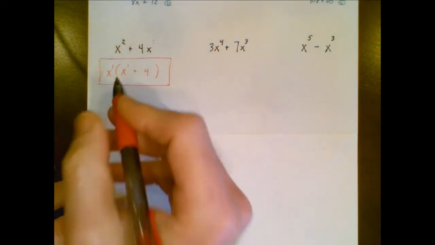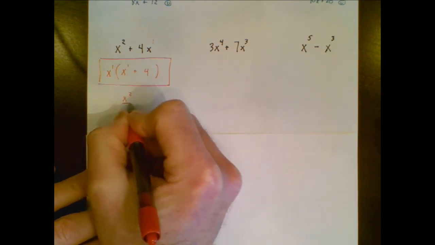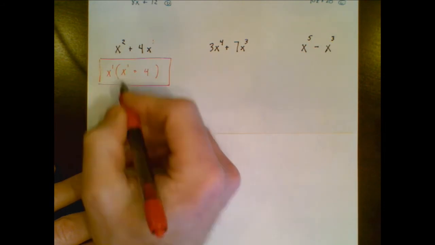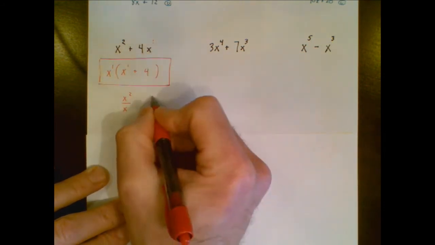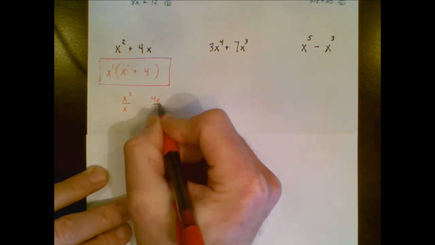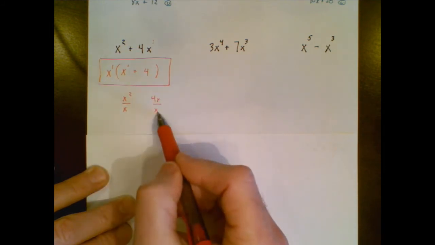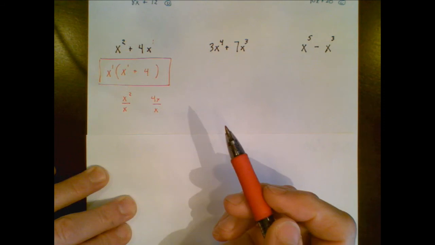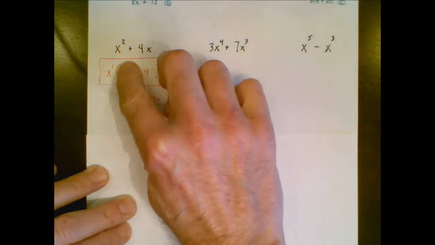Well, one way to think about it is I took my x squared, my original piece, and divided it by the common factor of x. I took my 4x, the original term, and divided it by my common factor of x. This divided by that will leave me that. This divided by that will leave me that. But if you don't like that method, you could say this.